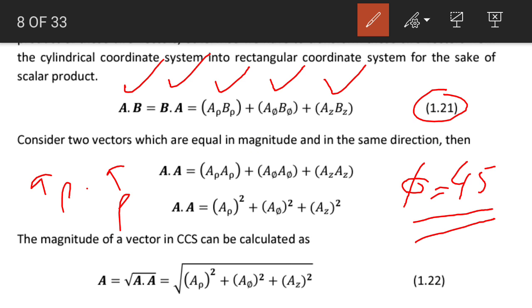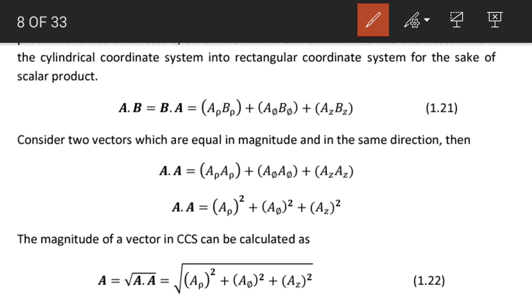Let's say that we have got two vectors. These two vectors are equal in magnitude and they are in the same direction. Let's say A is equal to B. We have this particular condition that A is equal to B. So if A is equal to B, then A dot A will be equal to A rho into A rho plus A phi into A phi plus AZ into AZ.